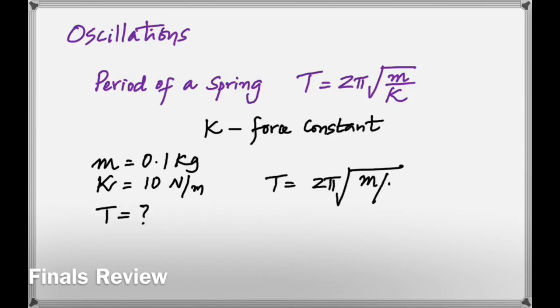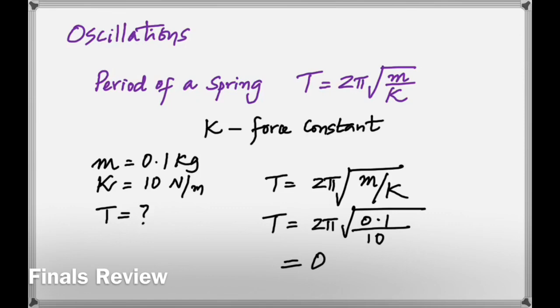2 pi square root m by k. Do the calculations, you get 0.63 seconds. That's how you find the period of oscillations of a spring. And you could find the frequency, right? It's the reciprocal of that, right? Yeah.